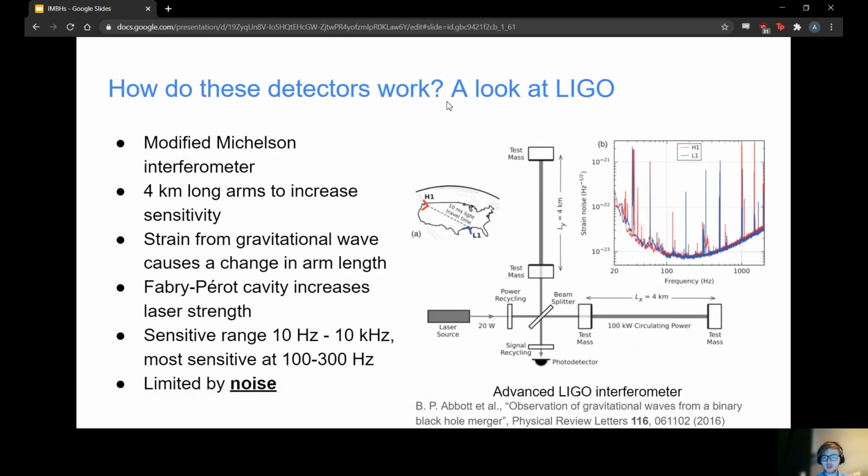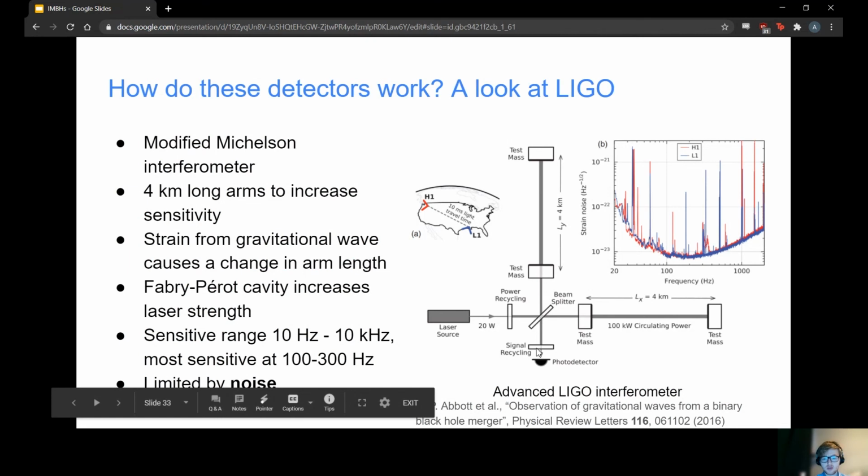So how do these detectors work? We'll take a look at the LIGO because it's the most advanced. It's a modified Michelson interferometer. We've got these 4 kilometer long arms with a laser beam set up to destructively interfere, no signal, and then if there's gravitational wave strain, it should constructively interfere and we should detect the signal here.